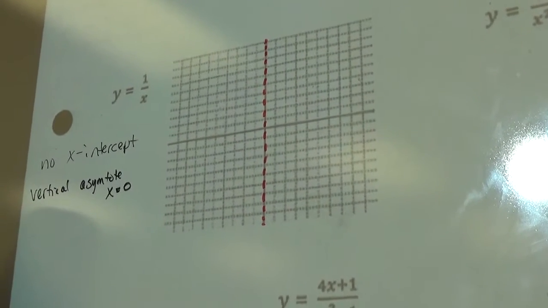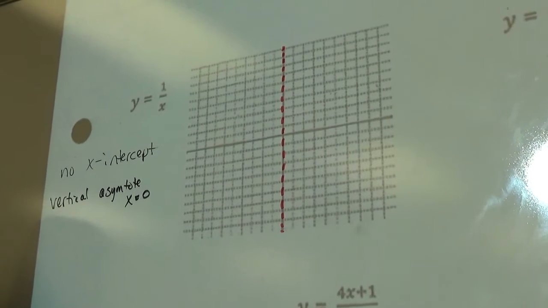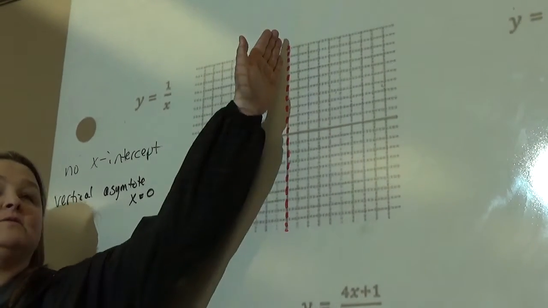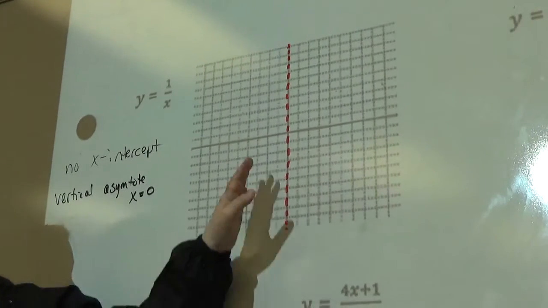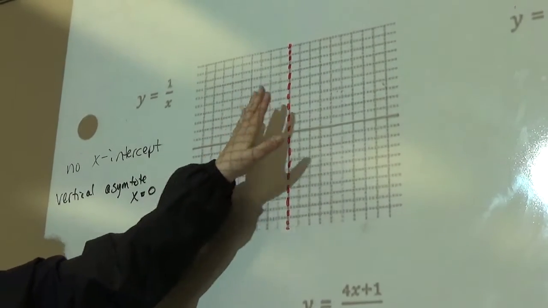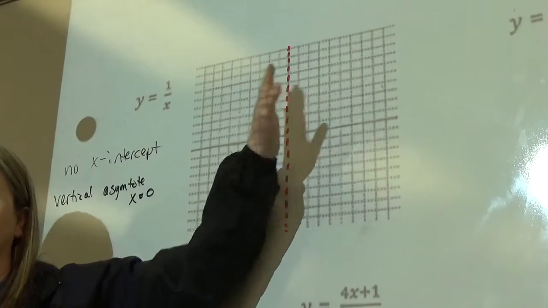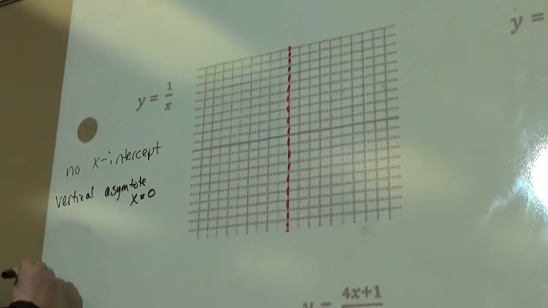I wrote it up in the notes, but it probably didn't make sense then. But what this vertical asymptote tells me is the graph is never going to cross that line. And the graph is going to look different on this side than it does on this side. Okay, horizontal asymptote.